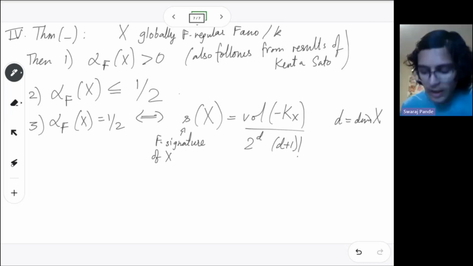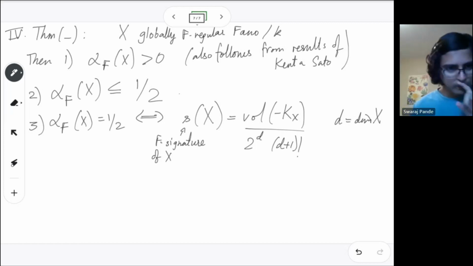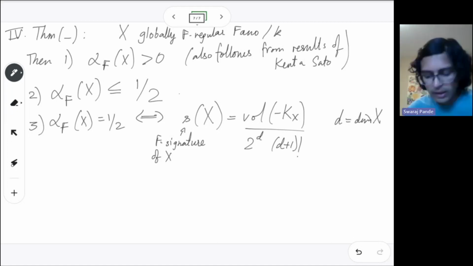I don't think I'll have time to define F-signature, but let me just say that this is another asymptotic invariant of singularities or of projective varieties, and it's similar to the local volume or the local normalized volume that appears in K-stability. It's not a precise statement, but it has many of the same properties.